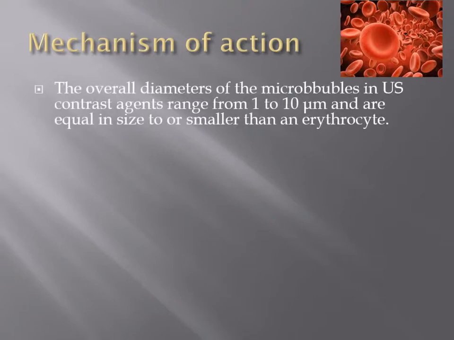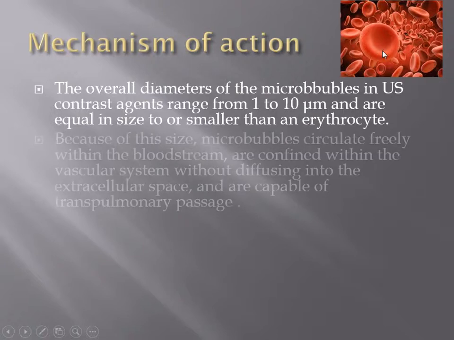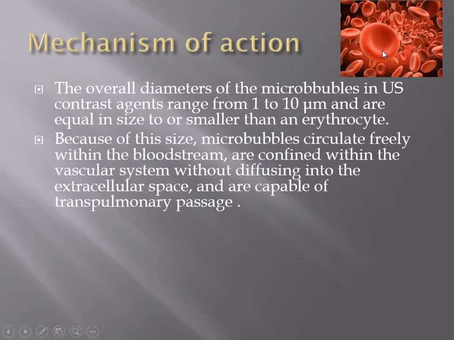The mechanism of action: the overall diameter of the microbubbles, meaning the contrast agent, because as we said it's composed of microbubbles of gas, ranges from 1 to 10 micrometers, which is equal to or smaller than the size of the erythrocyte. Because of this size, the microbubbles circulate freely in the bloodstream, are confined to the vascular system without diffusing into the extracellular space, and are even capable of crossing the transpulmonary passage.